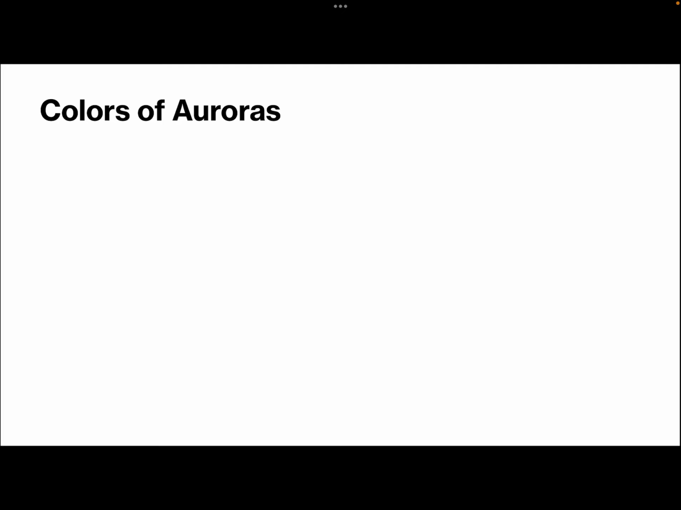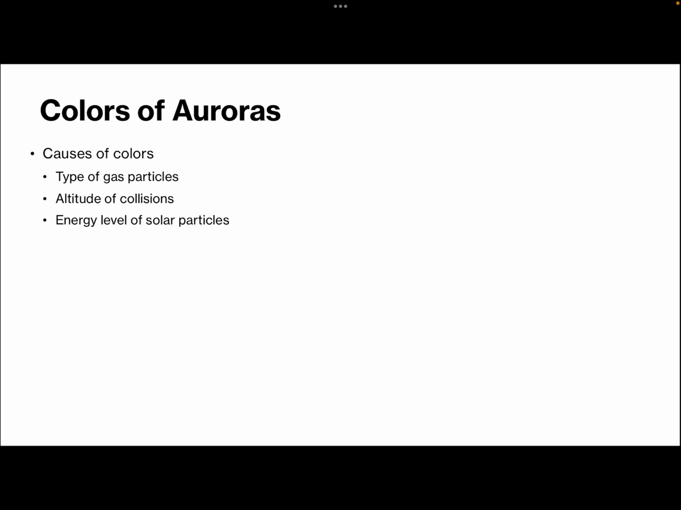Now, the color of auroras. The causes of colors depend on the type of gas or particles. We have oxygen and nitrogen, and then the altitude of collisions, whether it's 200 miles above the Earth or 60 miles above the Earth. The energy level of solar particles also contributes to what colors are shown.